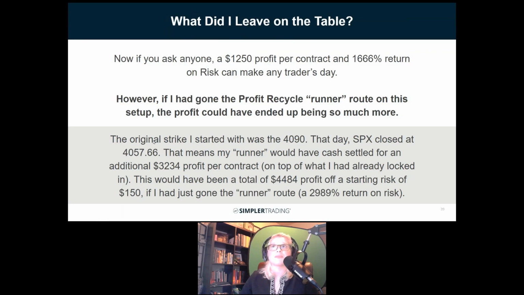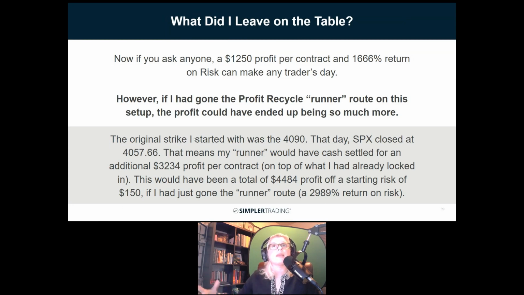But if I had gone the profit recycle runner route on this setup, the profit could have ended up being so much more. So let's take it back a second. The original strike I started with was the 40.90 strike on SPX. SPX closed that day at 40.5766. That means my runner would have cash settled for an additional $3,234 profit per contract. And keep in mind, that would be on top of what I had already locked in for the original first contract.